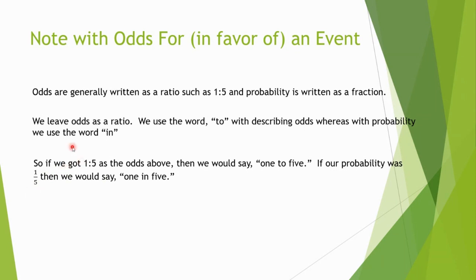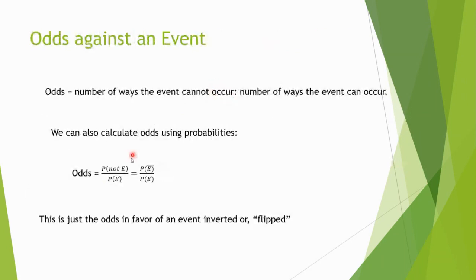Now, there's also odds against. And what's nice about that is it's actually pretty simple. It's basically the odds in favor, but you invert it. See? So in other words, you just flip the odds in favor of, then you get the odds against. I mean, you can see from the definition, it's the number of ways an event cannot occur to the number of ways the event can occur.